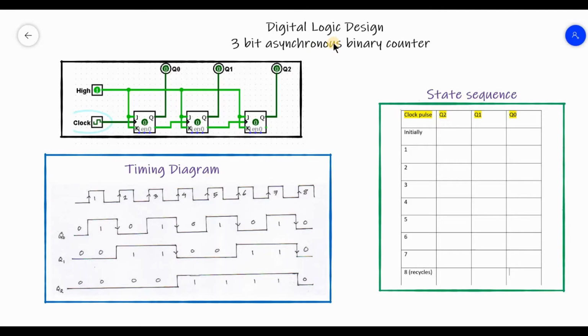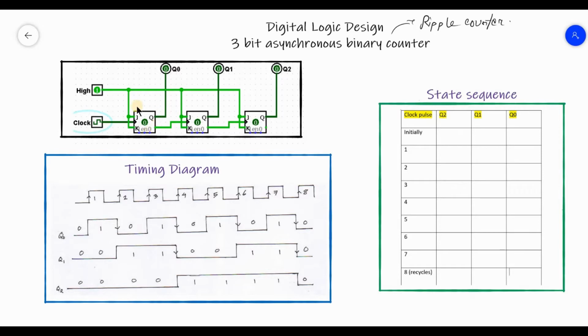So an asynchronous counter is also known as a ripple counter, and for it to be asynchronous, there is a special part: the external clock that you can see over here is only connected to one flip-flop, and the other flip-flops get the edge triggering or the clock transition from their previous immediate flip-flop.